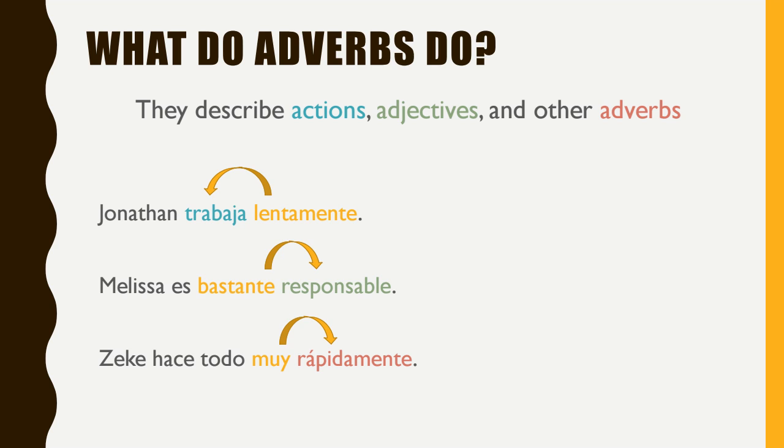And in the last example, you can see that our adverb muy is being used to describe another adverb. Zeke hace todo muy rápidamente. So Zeke does everything very quickly. How quickly does he do things? He does things muy, so very quickly, muy rápidamente.